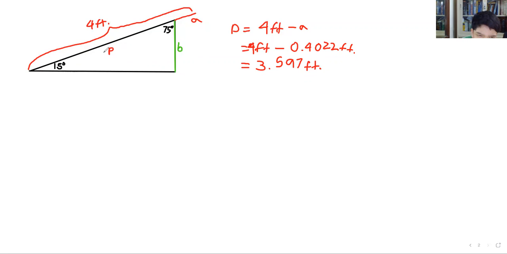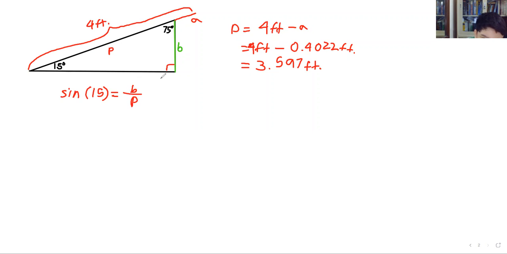Here, as you can see, this is a right angle. So p is the hypotenuse. Again, using the Pythagorean theorem, we can do p squared minus b squared. Oh, wait. Instead of doing this, we can actually use sine. The sine of 15 is equal to b over p.